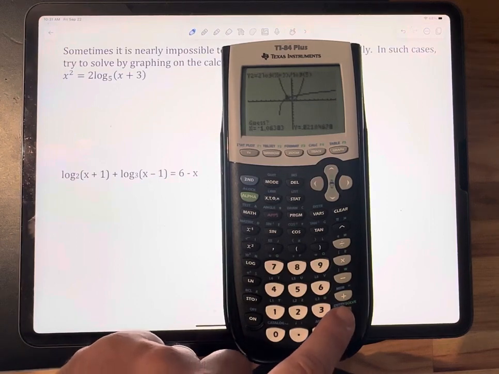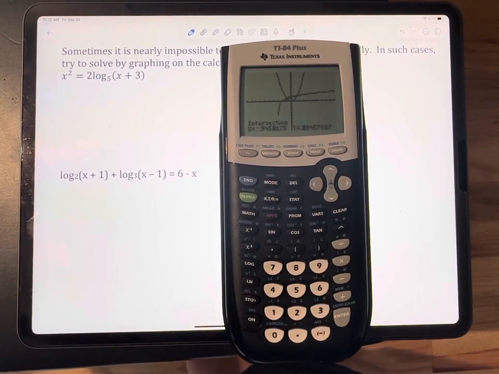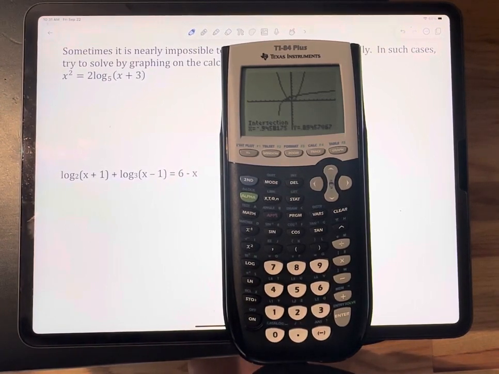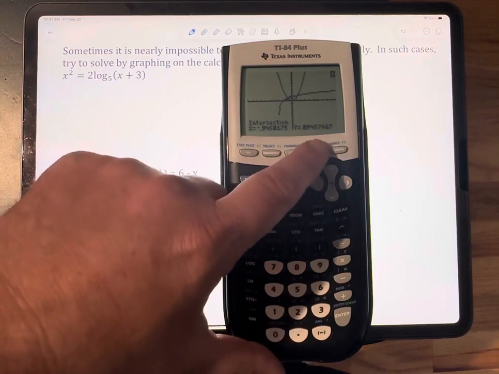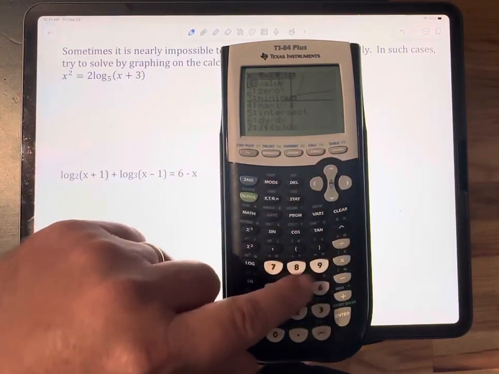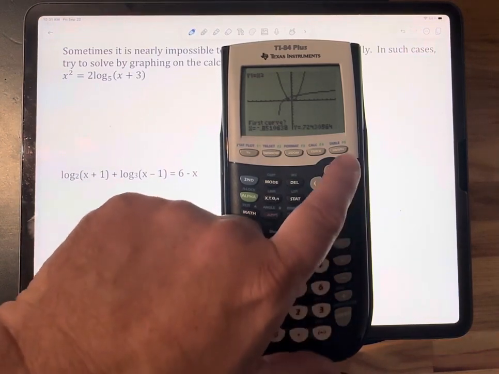Enter, enter, enter. And we have for our answer, x is approximately -0.9458175. If you want to then get the second solution, we repeat our steps. Second, trace, 5. Here our calculator's already done the graphing, it doesn't need to think.